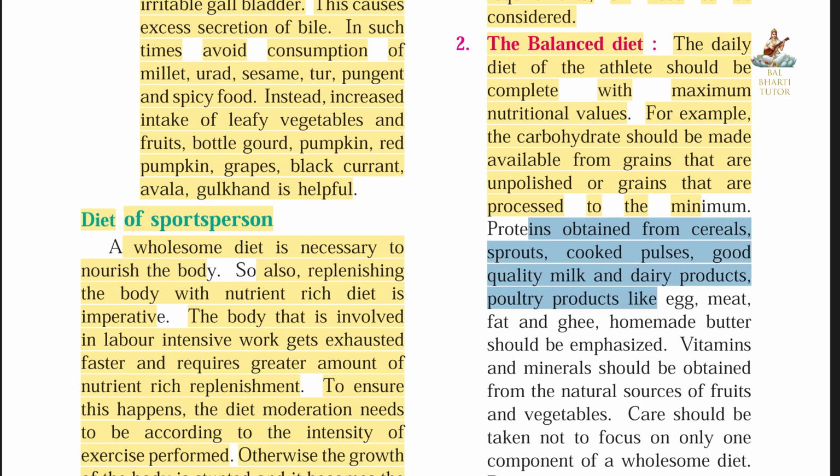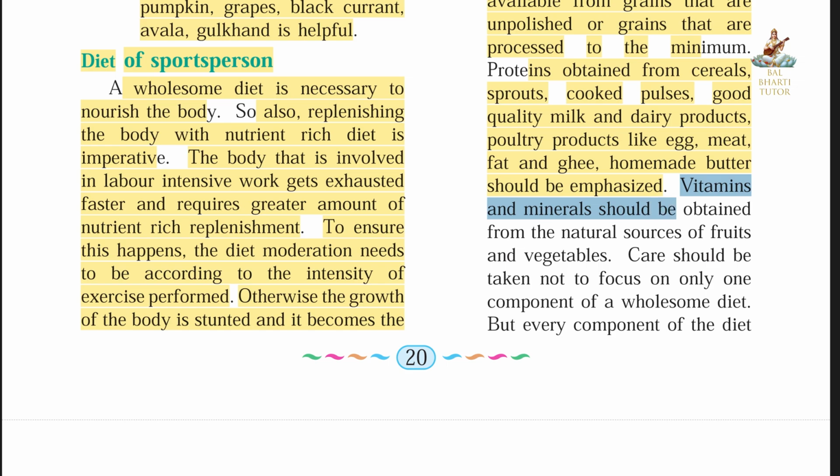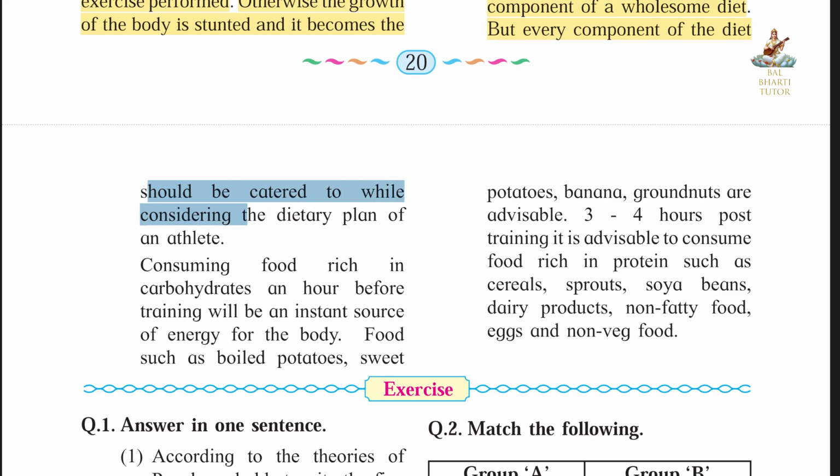Poultry products like egg, meat, fat, and ghee, homemade butter should be emphasized. Vitamins and minerals should be obtained from the natural sources of fruits and vegetables. Care should be taken not to focus on only one component of a wholesome diet, but every component of the diet should be catered to while considering the dietary plan of an athlete.